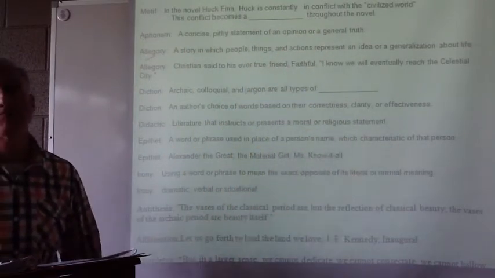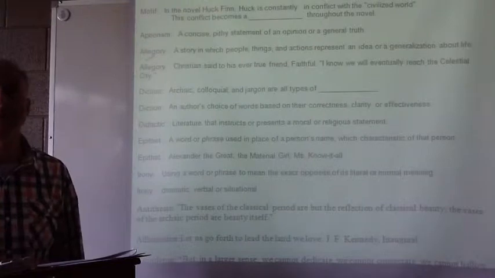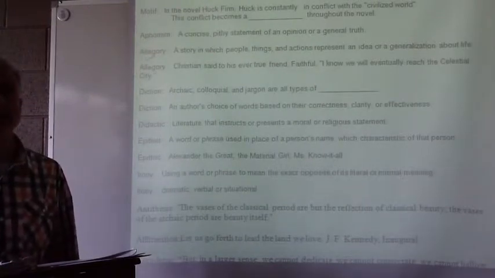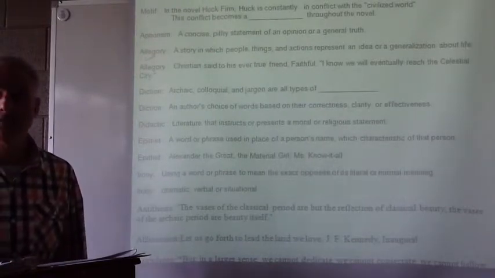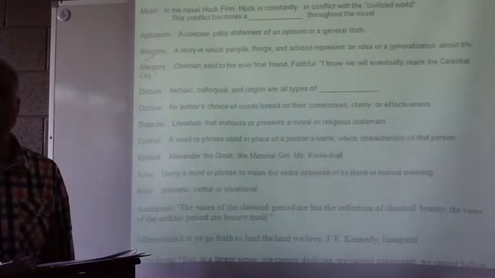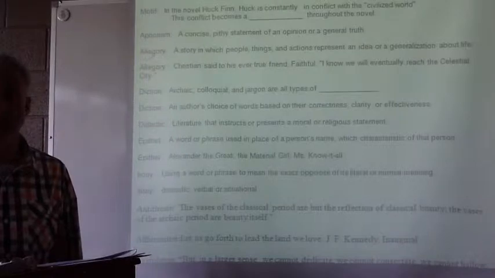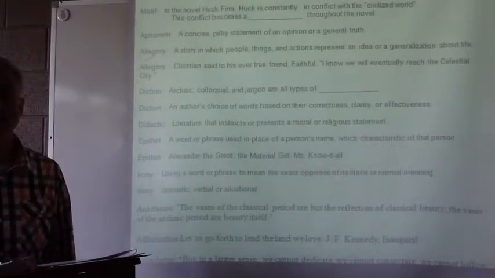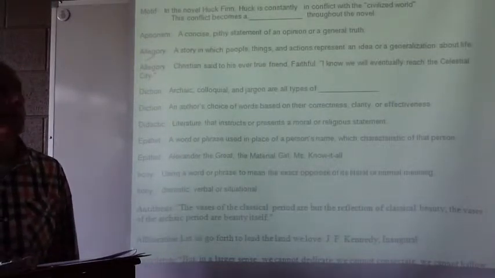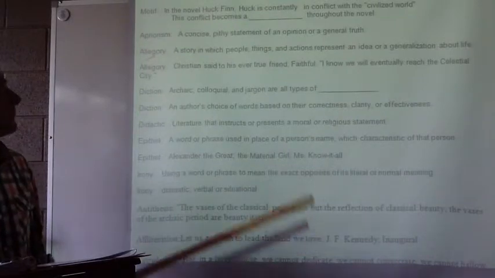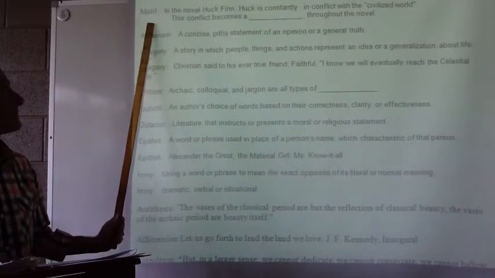So you could have a more simple motif, like, for instance, in the novel Candide by Voltaire, a French novel, there's tears all the way through. Tears recurs all the time, and that's a motif. It helps develop the theme. So motif is a recurring element.